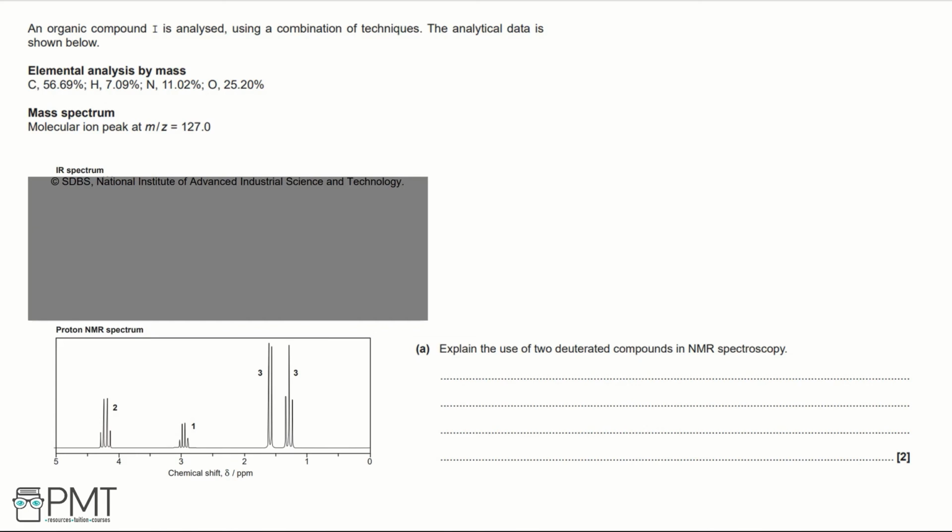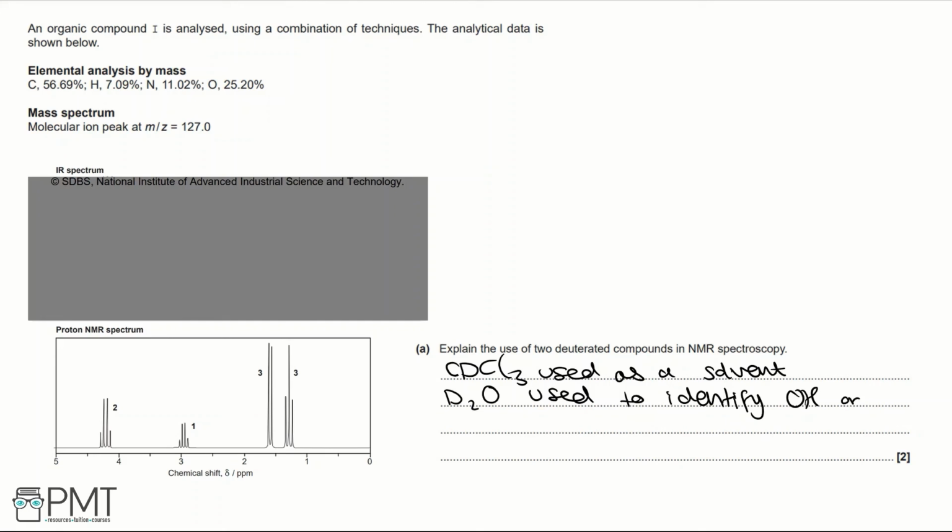Part A. Explain the use of 2 deuterated compounds in NMR spectroscopy. The first use of a deuterated compound is as a solvent. Chloroform-D, which is CDCl3, is a really common solvent in NMR spectroscopy. The second use of a deuterated compound is D2O, which is used to identify OH or NH peaks, because using D2O will get rid of these OH or NH peaks when they would be there if D2O wasn't present.